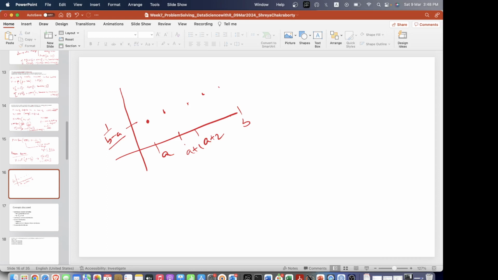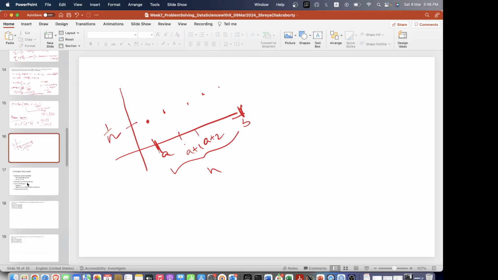Okay, or let's say I have 1 by n probability, such that if there are n points including a and b, each point has probability 1 by n. Such distributions were modeled with a discrete uniform distribution.